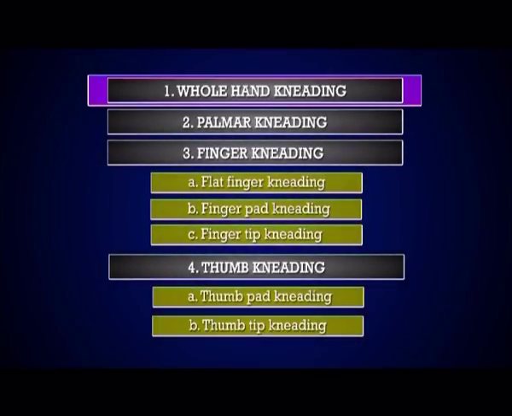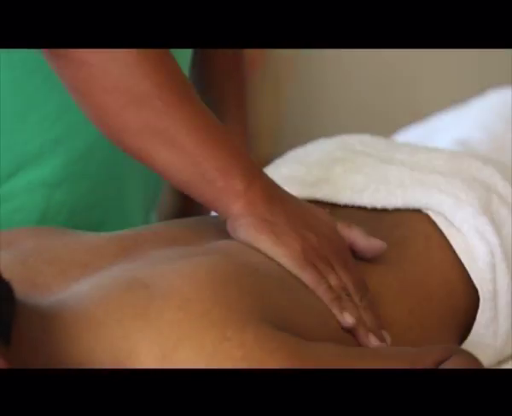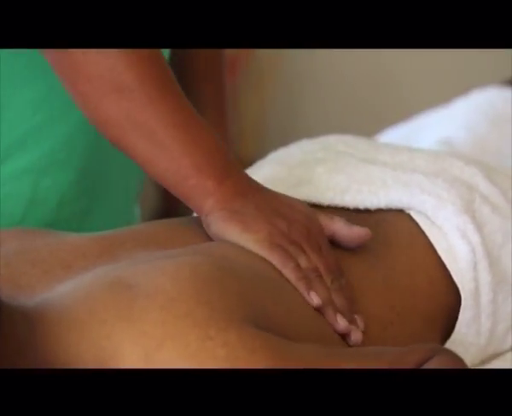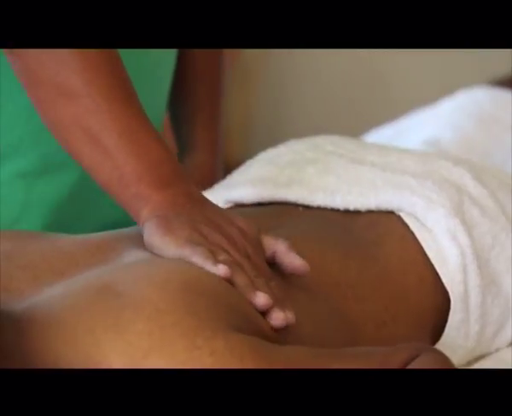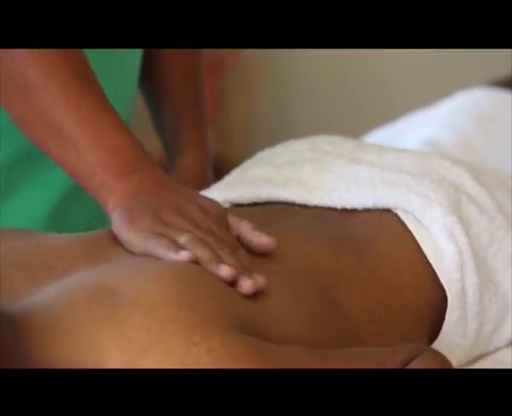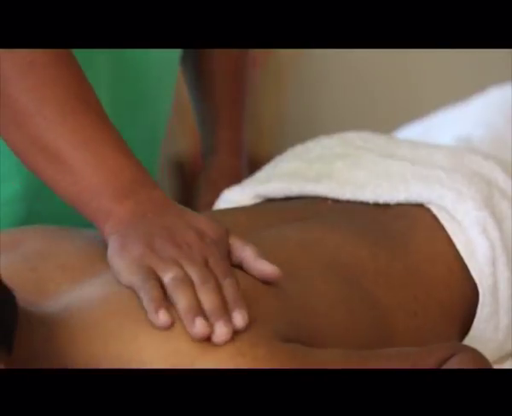So first, coming to the whole hand kneading. Place the hand obliquely to the long axis of the part and maintain full contact using the entire palmar surface to perform the manipulation.